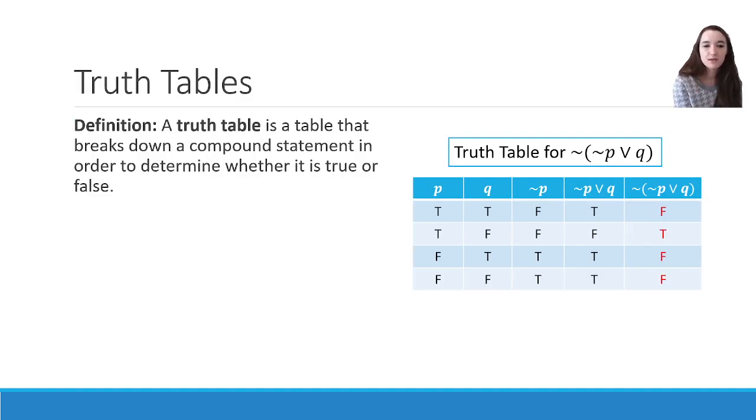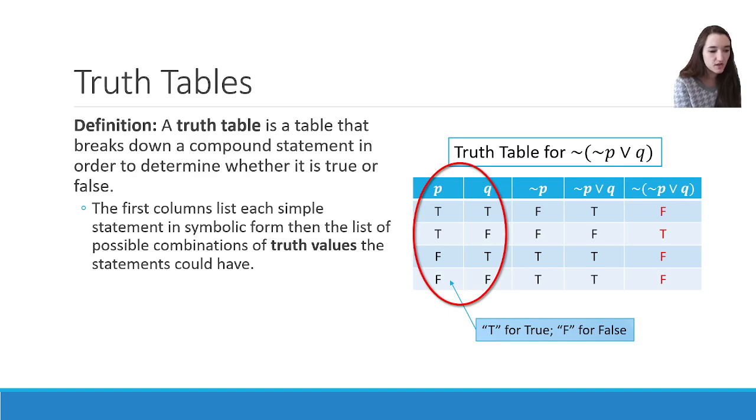A truth table is a table that breaks down a compound statement in order to determine whether it is true or false. So, here we have an example of a truth table for this compound statement, the negation of the parenthetical P or Q, right? I don't expect you to understand everything that's written here yet, or how to build it at all. We'll get to that. Just want to break down the pieces of this given truth table.